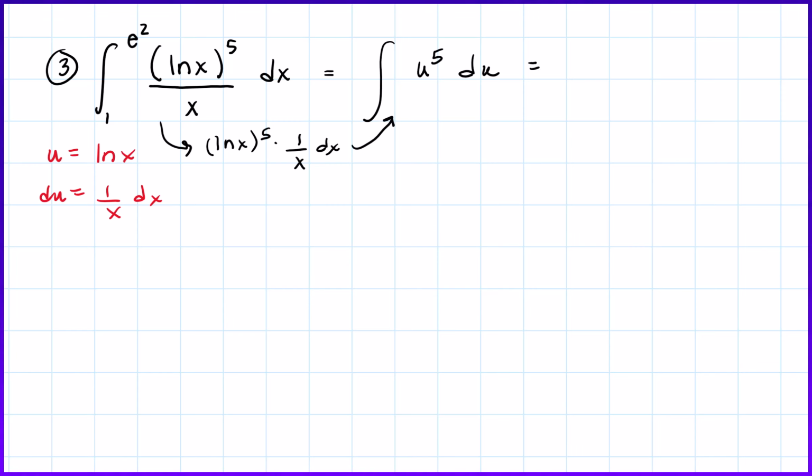And then this, oh, you know what? We got to do those bounds. So let's switch our bounds. This was x equals 1 and x equals e squared. I was about to rewrite those, but let's switch them over to u.